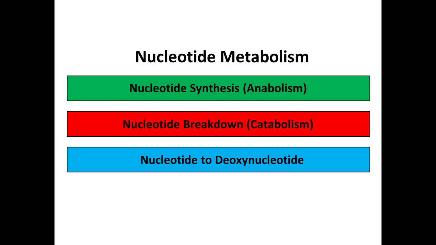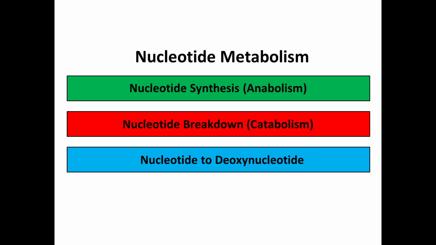So I broke the lecture down into very simple parts, and they should have these colored headings at the top of each slide as you go through and review. So we're going to first talk about how we make our nucleotides, right? So the anabolism or synthesis of purines and pyrimidines.